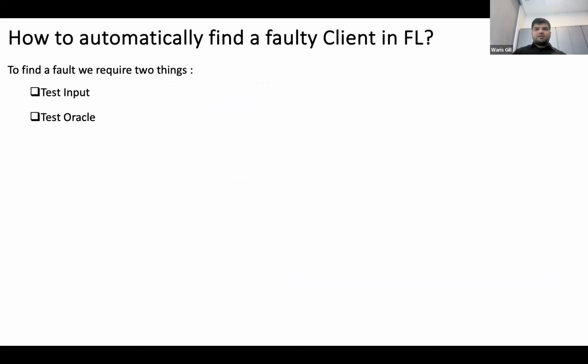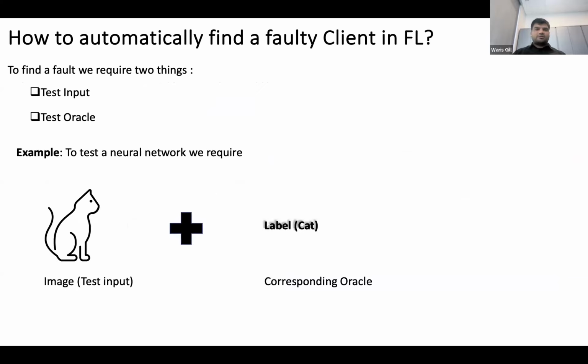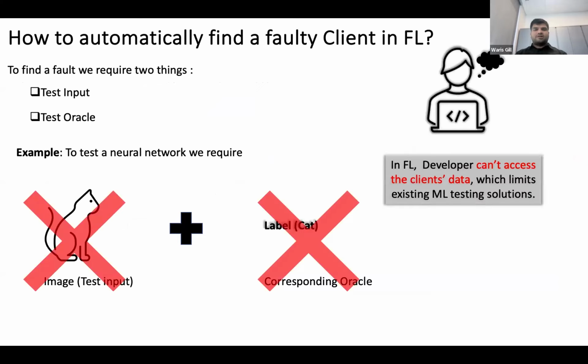To find a fault in, let's say, software engineering, we usually require two things: test input and test oracle. For instance, to test a neural network, we require an image and its corresponding label. In this case, a developer sitting at the central server does not have access to the real-world inputs or the client inputs and the corresponding data.